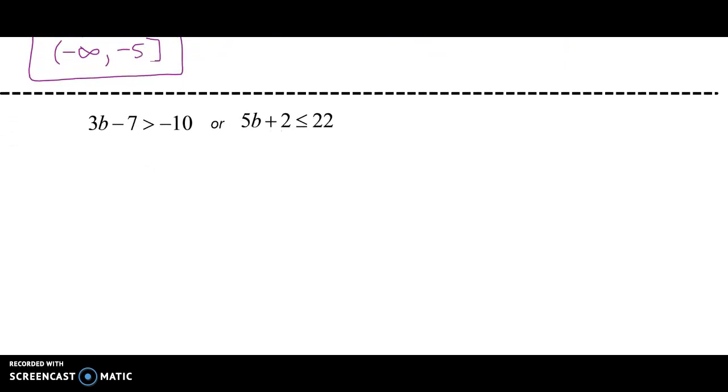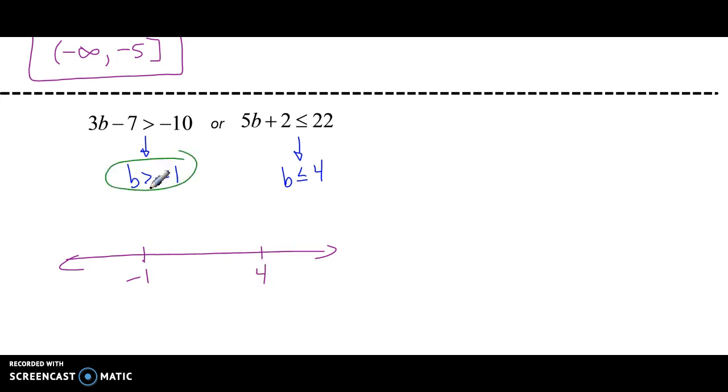Here's another tricky example. Take a second to solve each one, press pause, see if you get the same answer I'm going to get. All right, when you solve this one, you get b greater than negative 1. When you solve this one, you get b less than or equal to 4. And when you graph this, make sure you get your key points in the proper order. Negative 1's over there, 4's over there.